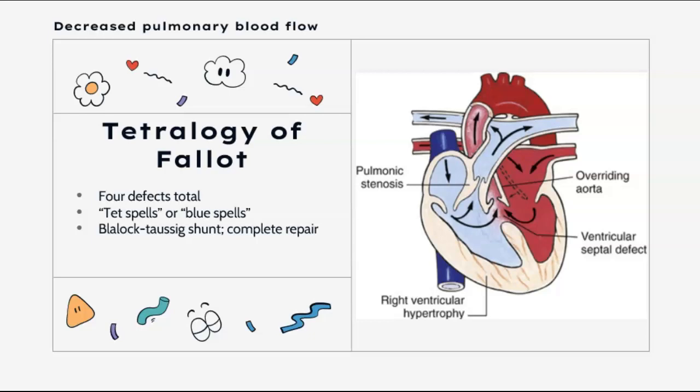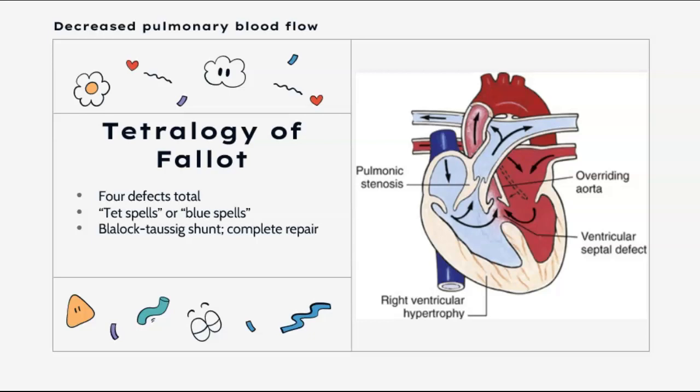These are also known as blue spells or tet spells, that usually occur after crying or feeding when the infant's oxygen requirements exceed blood supply. You might also see clubbing of the nails, dyspnea, squatting, poor growth or mental slowness. And the reason that the child will assume a squatting position is this increases blood flow to the lungs and helps with the signs and symptoms of dyspnea. You might hear a systolic murmur.